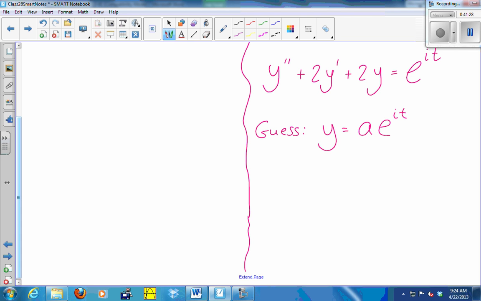So y double prime here would be, let's just write them all down here. y prime would be a e to the it times i. And then y double prime would be ai e to the it times i again, but the i times the i makes -1. So this is going to be negative a e to the it.